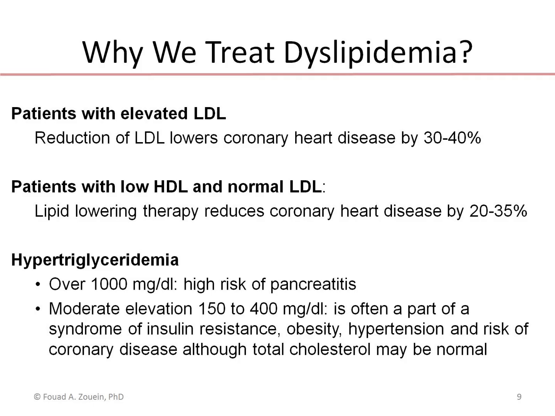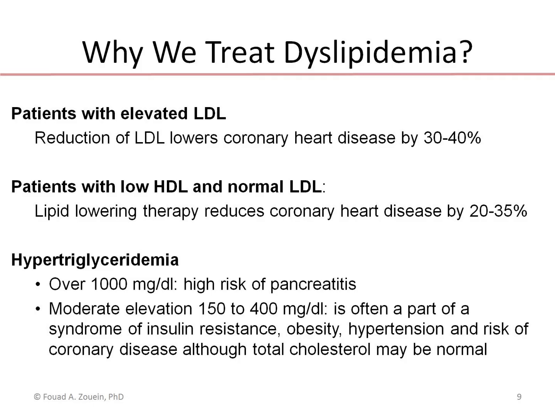If you don't have any issues with cholesterol levels, if you have normal LDL, normal HDL, hypertriglyceridemia is also associated with a big risk. Now, if it's over 1,000 milligram per deciliter, now this is not awfully common, of course, you have high risk of pancreatitis. Moderate elevation, which is most commonly seen, is between 150 and 400 milligram per deciliter. And it's often a part of type 2 diabetes or any syndrome of insulin-resistant obesity and hypertension.